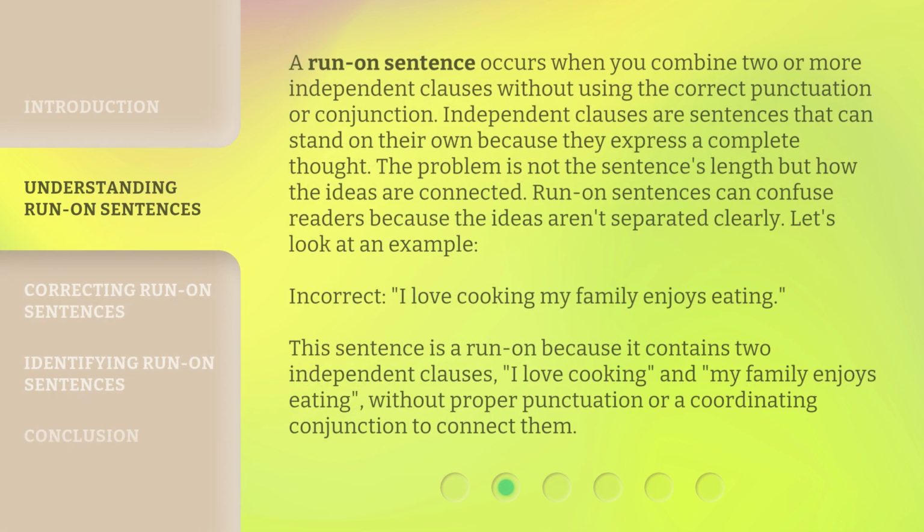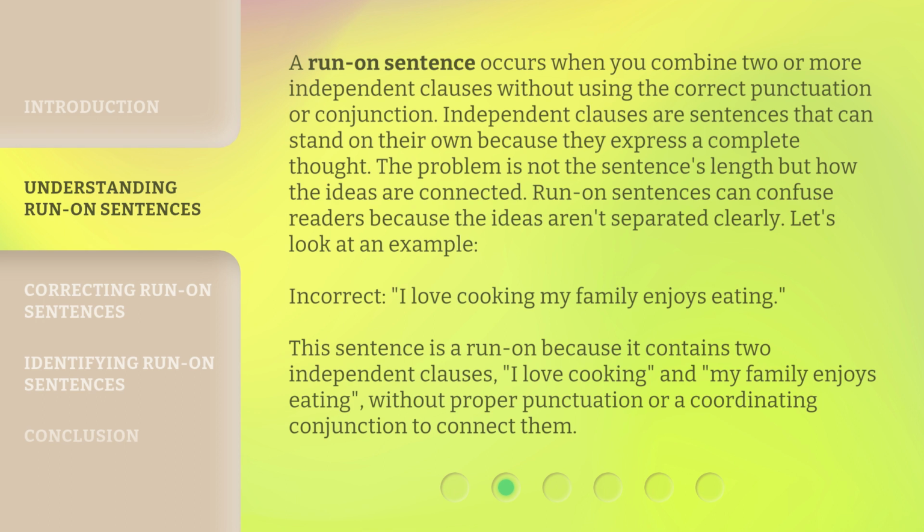A run-on sentence occurs when you combine two or more independent clauses without using the correct punctuation or conjunction. Independent clauses are sentences that can stand on their own because they express a complete thought. The problem is not the sentence's length but how the ideas are connected. Run-on sentences can confuse readers because the ideas aren't separated clearly.